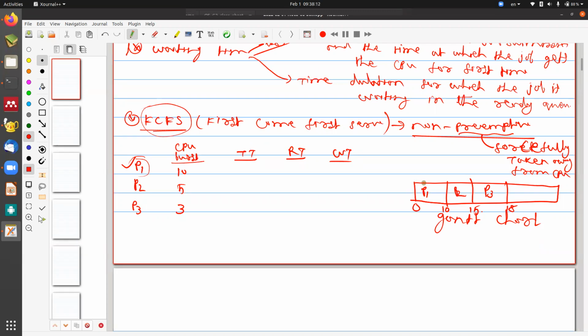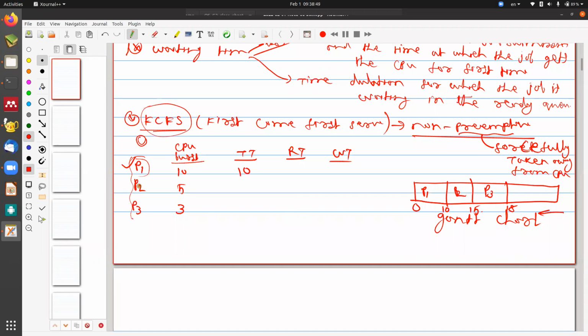So what is the turnaround time? Turnaround time says the difference between job submission and job completion. In this scenario, since submission time is not given to you, it means everybody has submitted at 0. Then what is the completion time? You start from this side. How to calculate turnaround time easily, I am just showing you. Where does P1 end? P1 ends here at 10. When did it come? 0. So 10 minus 0 is 10.